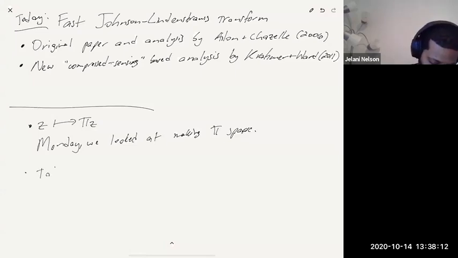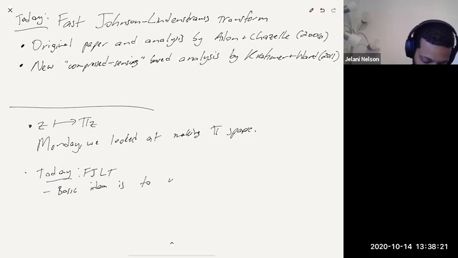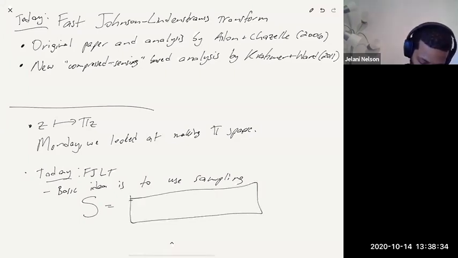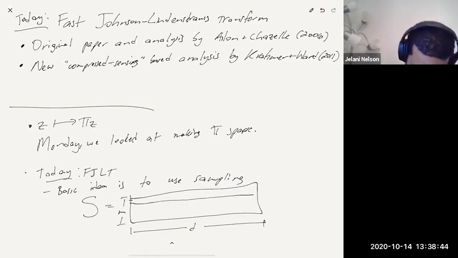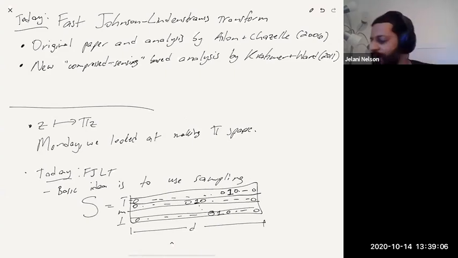Today I said we're going to look at the FJLT, and the basic idea is to use sampling. What do I mean by that? Take a matrix S, which looks as follows. It has d columns, where d is the dimension of the original vector, and it's mapping down to m rows. And if you look at each row, it just has a 1 in a random location and the rest of the row is 0. And every row is like that, independently. Okay. So, what is S times z? S times z is just taking IID uniform samples from the vector z and putting those samples in a new vector, which is Sz.